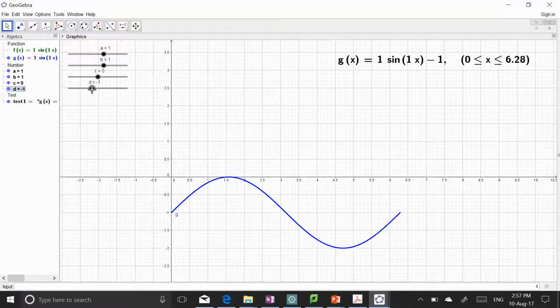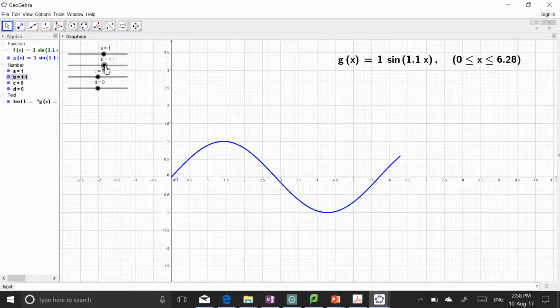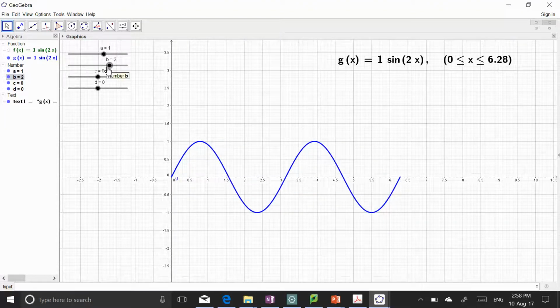Now, I mentioned the period. This is called the period. It's how long it takes to make 1 cycle, so 1 revolution around the unit circle. Now, if I change that b term, and this is what I want you to see, I'm going to change d back to 0. Look at b. If I change that to 2 now, in the same distance, 0 to 2 pi, 0 to 360 degrees, I now have 2 revolutions.